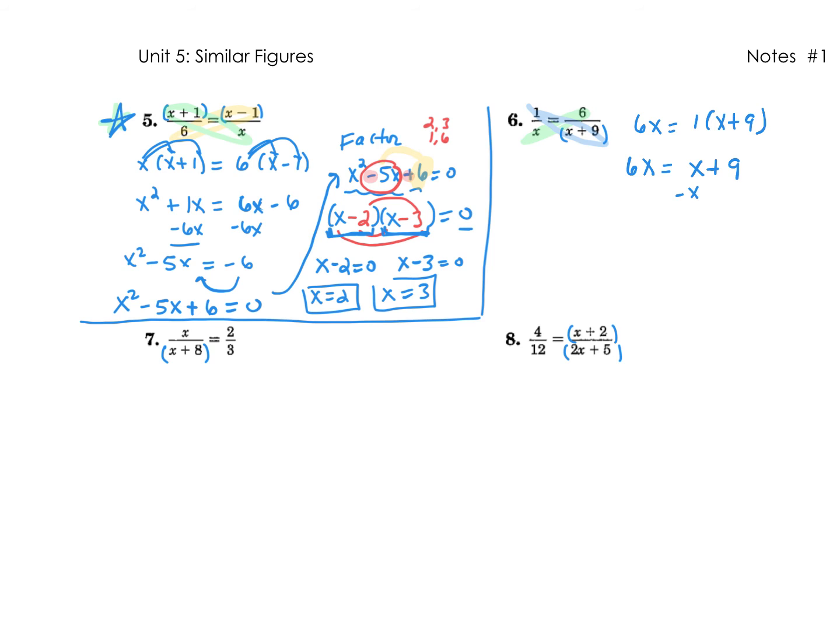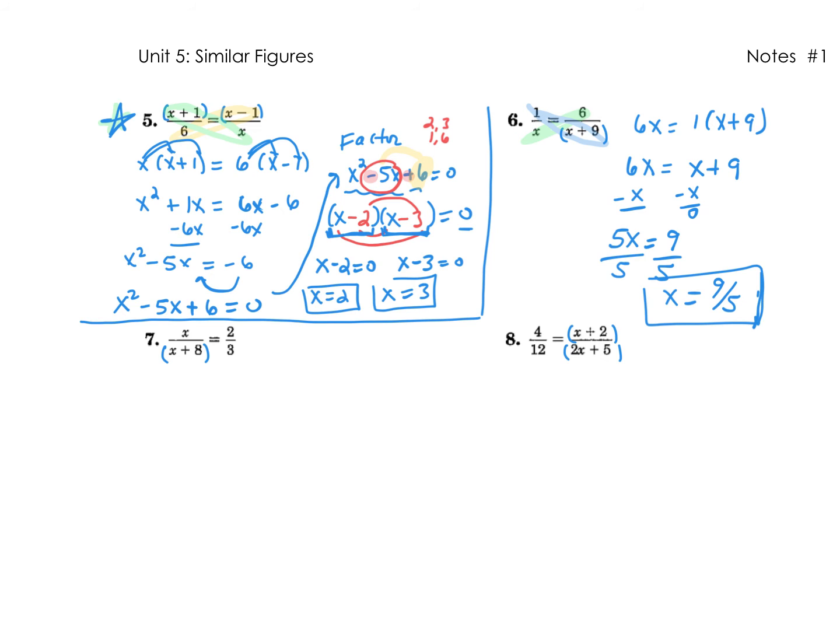Take and subtract x from both sides, and we end up with 5x is equal to 9, and then we need to divide by 5. So we get x equals 9/5. So again, you can just leave it as 9/5. You could write it as a decimal, which will be 1.8. And that might be easier to plug in to check your work.